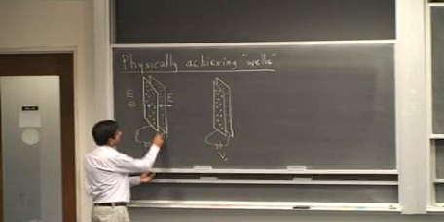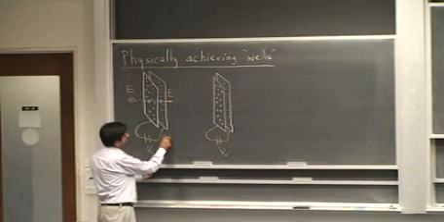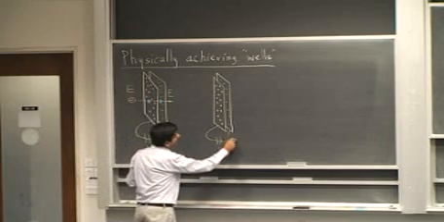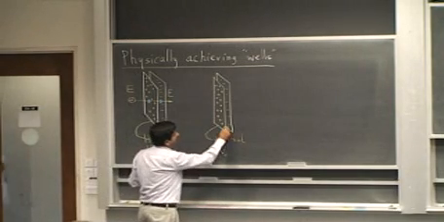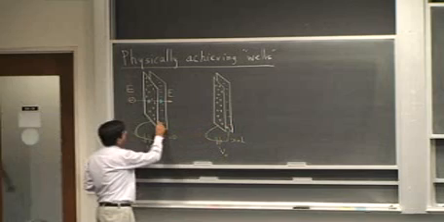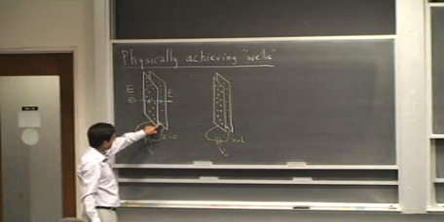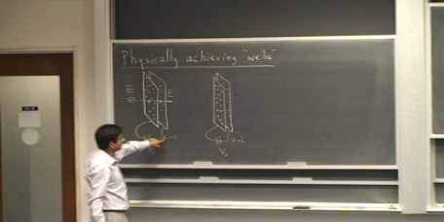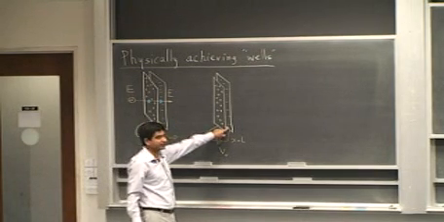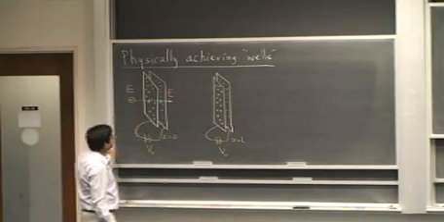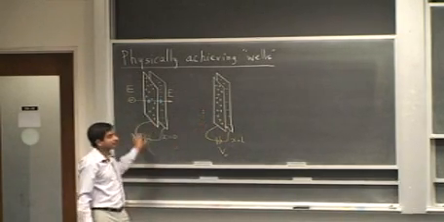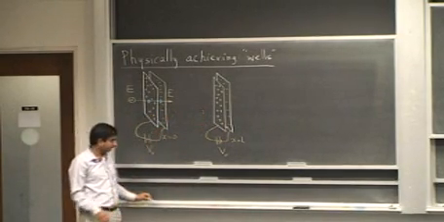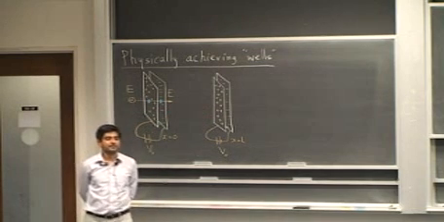Now if this point is x equals 0, and if this point is x equals L, that is, the center point between these plates is x equals 0, and the center point here is x equals L, I would like you to draw the potential energy distribution for this physical configuration. What does the potential energy look like?